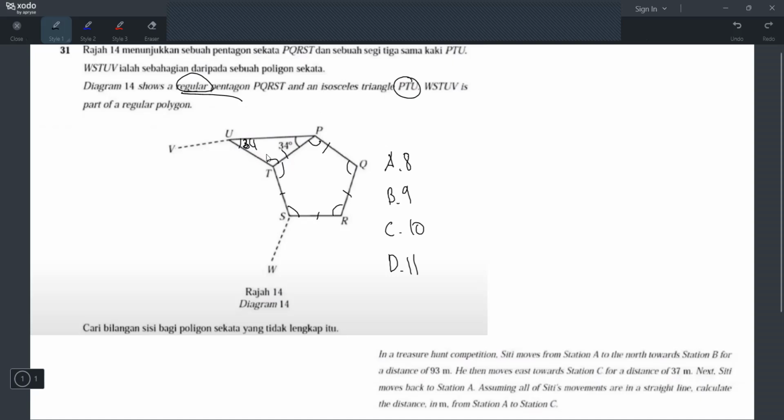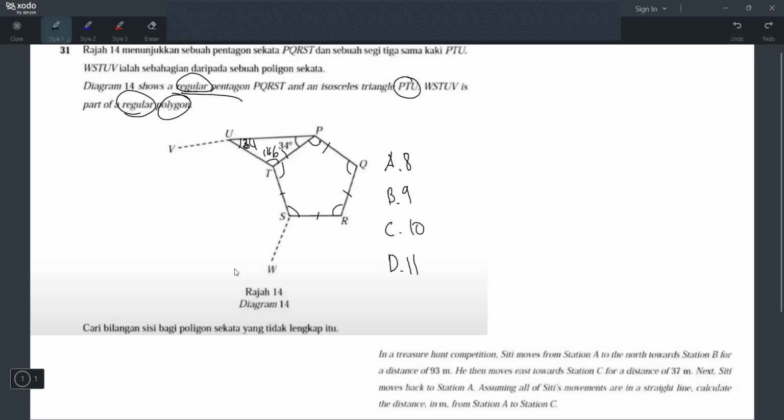Okay, 146, right? And then it says WSTUV is a part of a regular polygon. So WSTUV, this is a part of a regular polygon, right? So this is also another polygon, and it's also regular, means sama panjang, right? And then it says cari bilangan sisi bagi polygon sekata yang tidak lengkap. So I need to find the number of sides here.